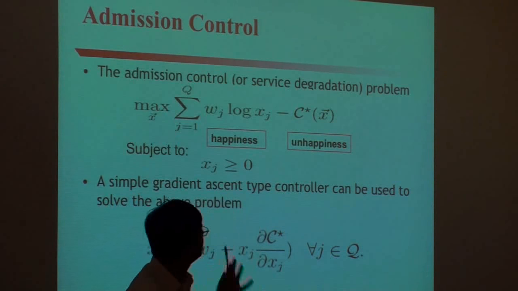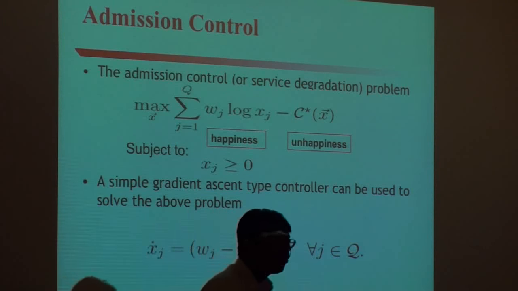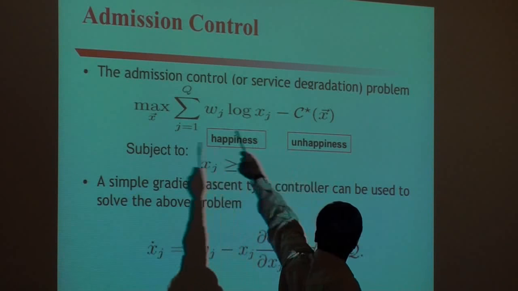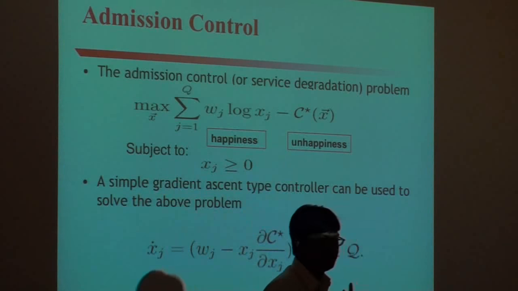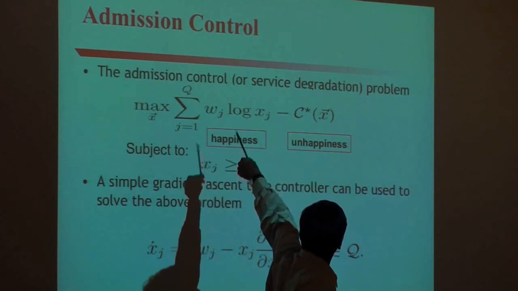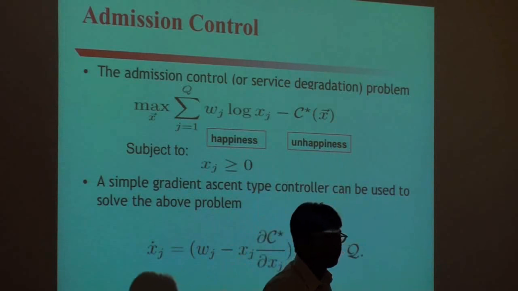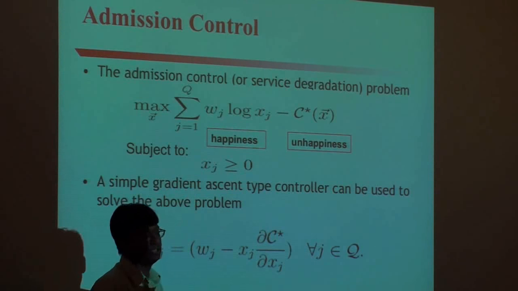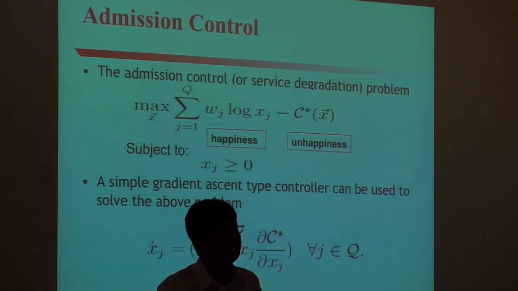So just to put this in the right framework, the load assignment problem's job is to just minimize total unhappiness, whereas the utility maximization problem is to maximize the total happiness, which is things which make me feel good and things which make me feel bad. So the question is, how am I going to do this admission control in a simple distributed fashion?